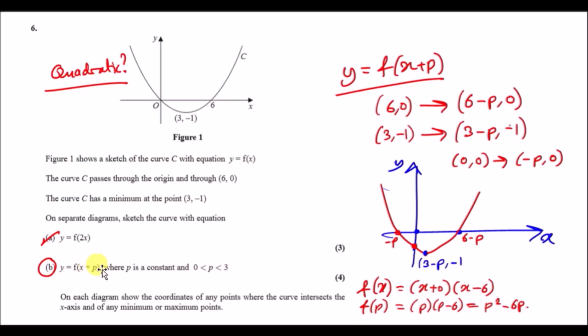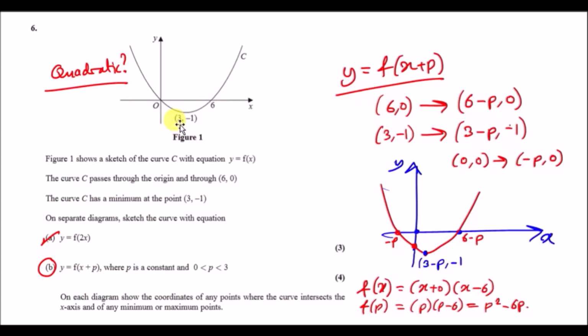Another thing you need to note for these types of equations is that this is known as a translation. If you've got x plus or minus, it means you're working with the x and then you're doing the reverse of its sign. Instead of adding p across, you're going to move p to the left. So you're subtracting p from every single x coordinate. That's why if you're at 6 and you're minusing p, you're going to be at 6 minus p.